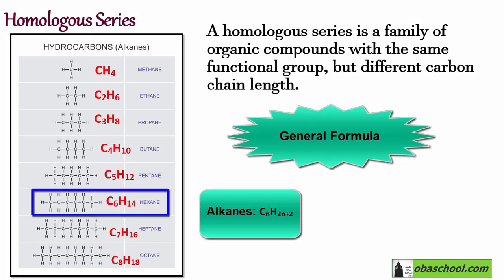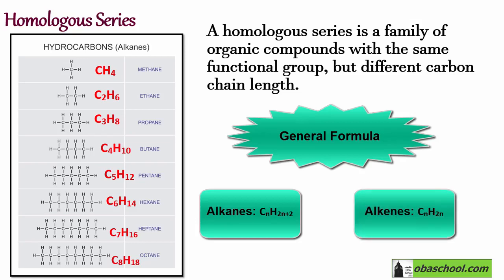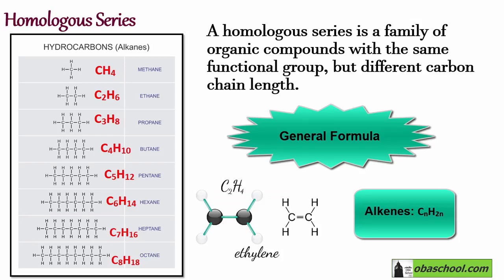So for example, if we take hexane, we have 6 carbon atoms. So C6H, 2 times 6 plus 2. So 12 plus 2, which is 14. On the other hand, the general formula of alkenes with one double bond is CnH2n. So for example, ethene has a molecular formula of C2H4.